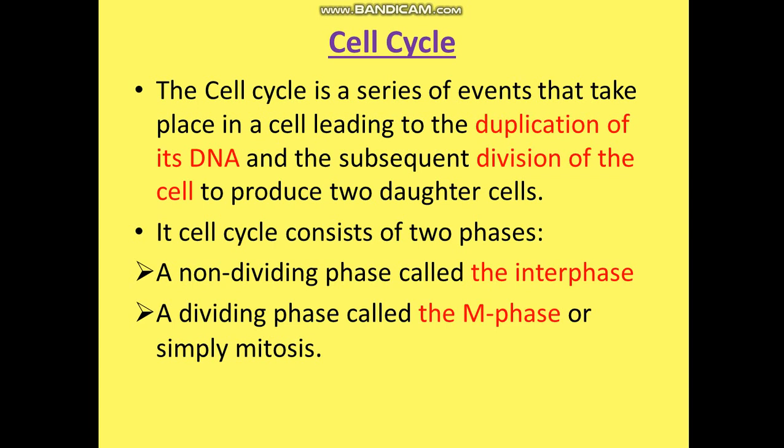And what is the name of the other type of cell division? Meiosis. In which type of cells does meiosis occur? Sex cells. What kind of division is it? It is reductional division.